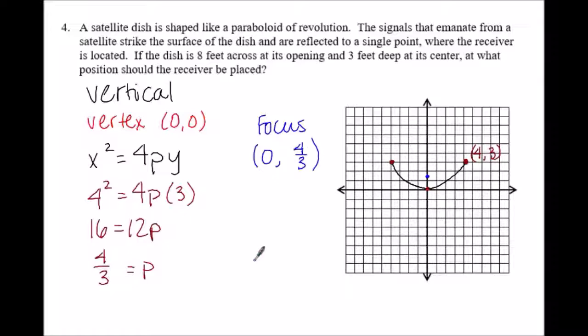Now, with word problems, we want to make sure that we answer the problem with a sentence. So the receiver should be placed 4/3 of a foot above the center or the vertex of the satellite dish.